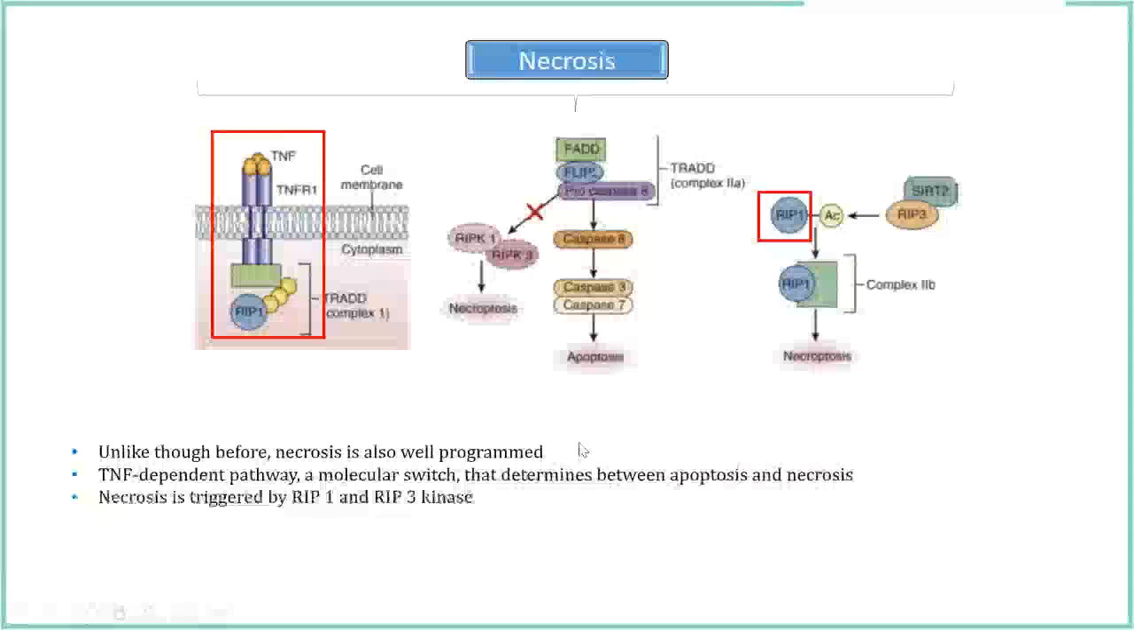Likewise, necrosis has been further studied and is now thought to be a well-programmed cellular death rather than a disorganized or unplanned cellular death. The major regulator of the necrosis process is the TNF-dependent pathway and the RIP1/3 kinase proteins that will destine the cellular death by the process of necrosis.